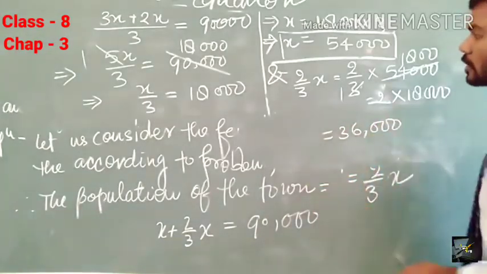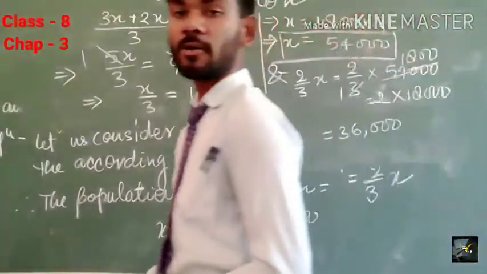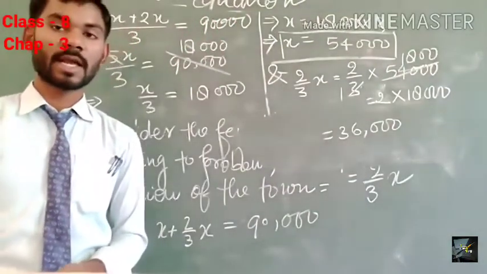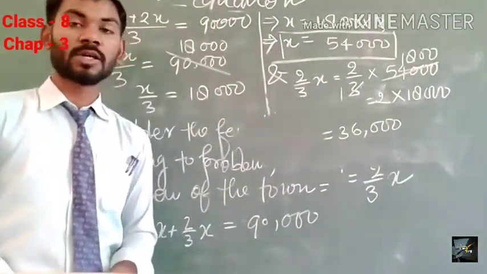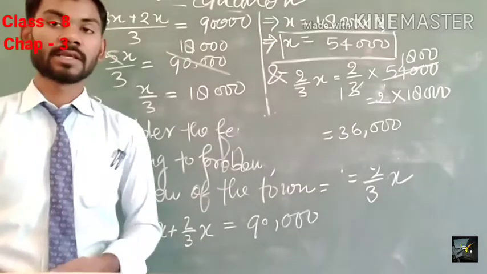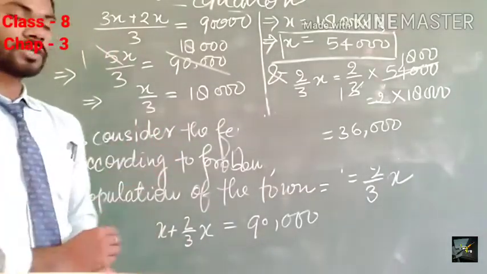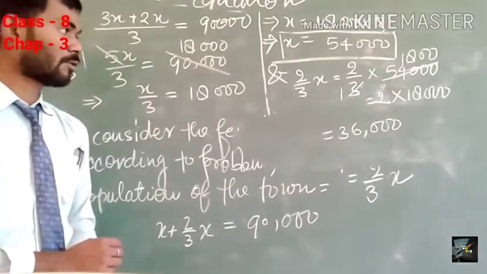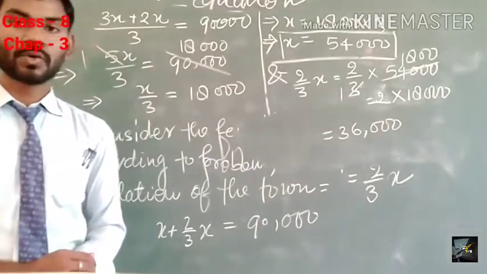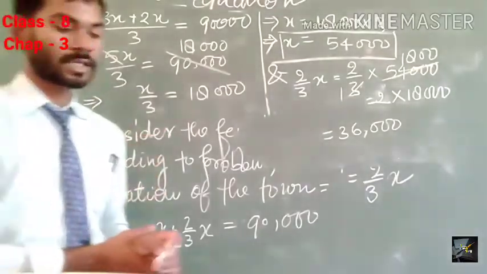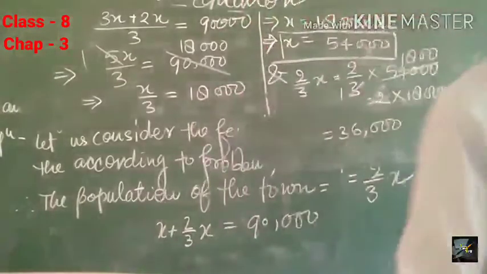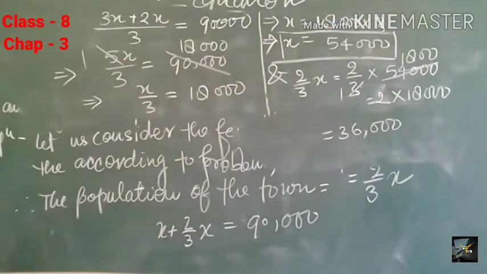36,000. Therefore, the female population of the town is 54,000 and the male population of the town is 36,000. So these are the two results that are to be found out in this question. So student, I hope the question is clear to everyone. Now let's see some questions based on mensuration.